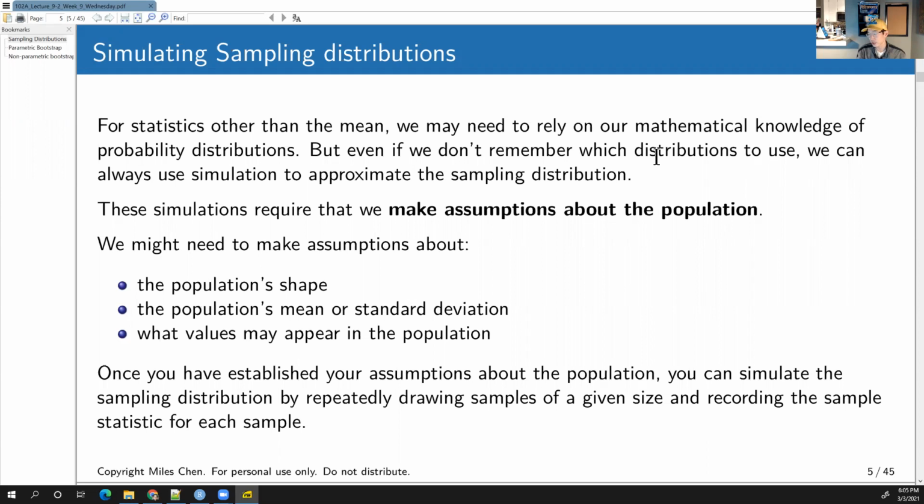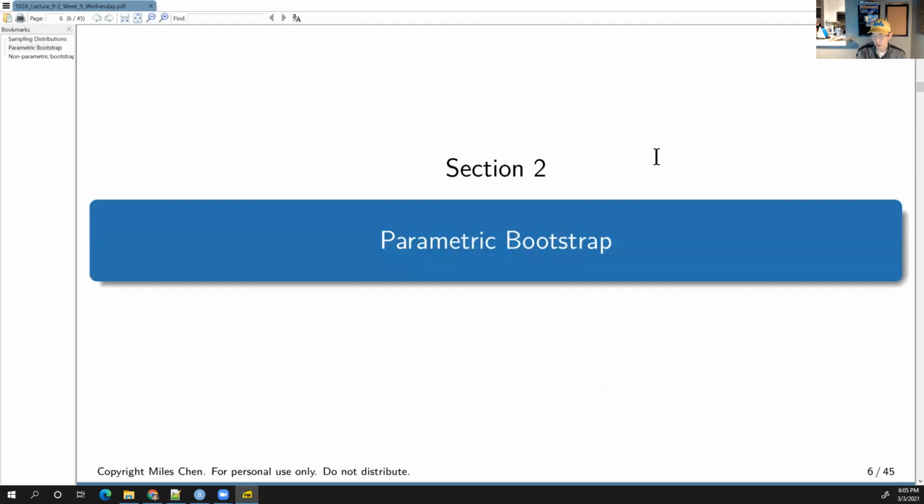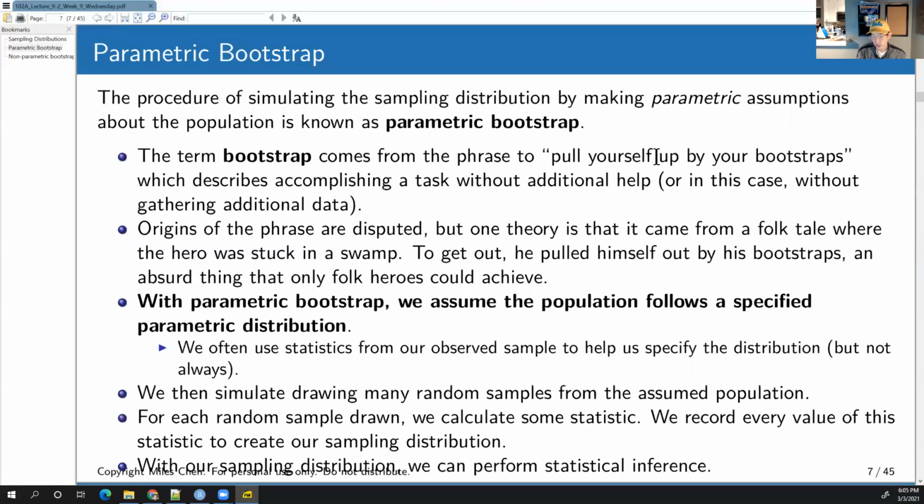We're going to do that by repeatedly drawing samples of a given size and recording whatever sample statistic we're interested in for each sample. So let's take a look at how this works. We're first going to look at the parametric bootstrap. The process where we simulate the sampling distribution by making parametric assumptions about the population is known as parametric bootstrap.